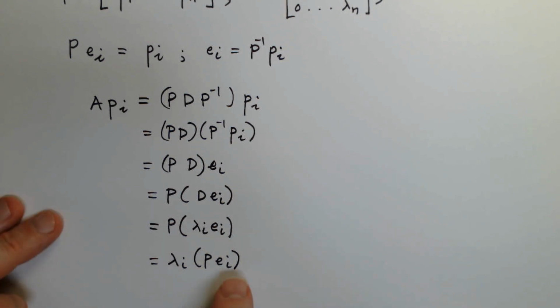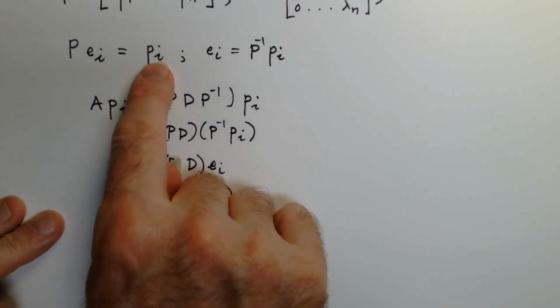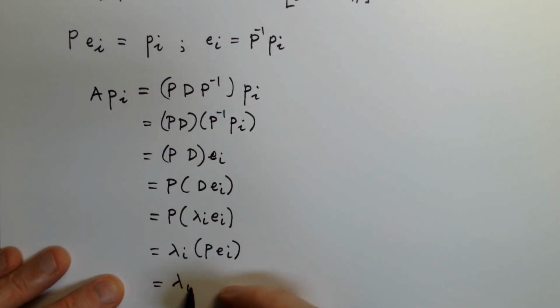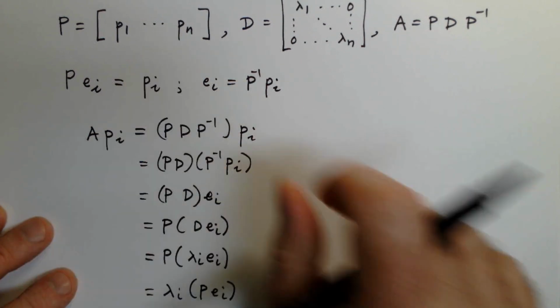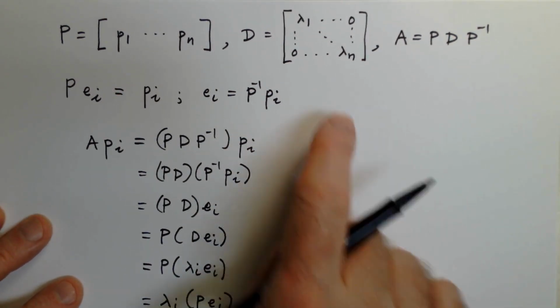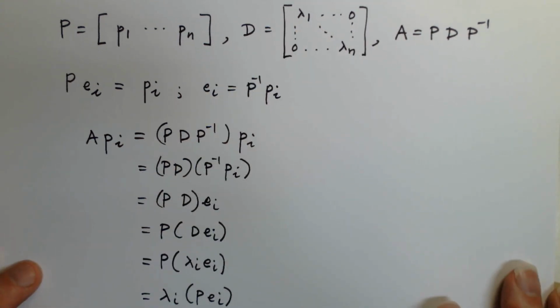And once again, I can use the fact that when I apply the matrix P to that unit direction vector, E sub I, I just get P sub I. Okay? So what we're seeing is that each and every column of this matrix P is an eigenvector of the matrix A with corresponding eigenvalues on the main diagonal of this diagonal matrix D.